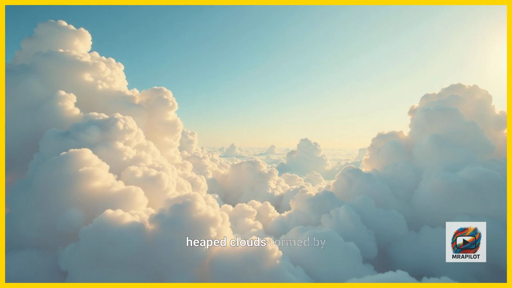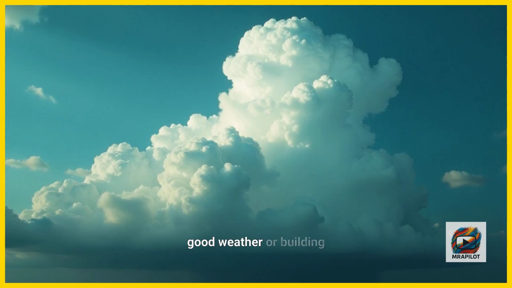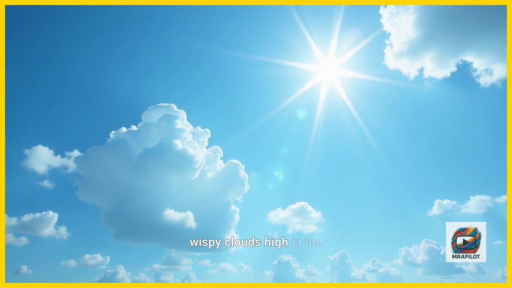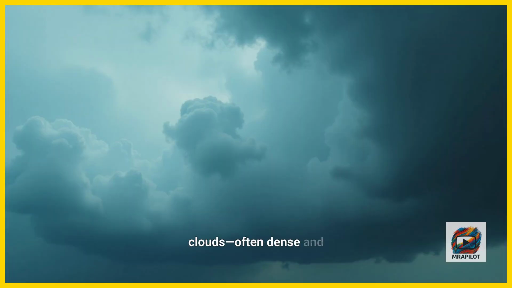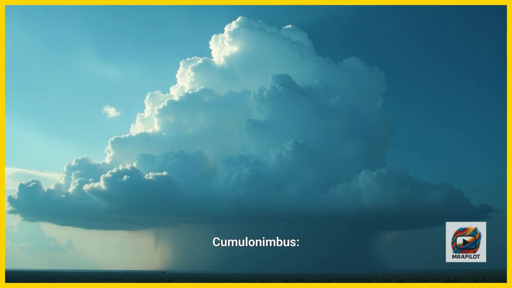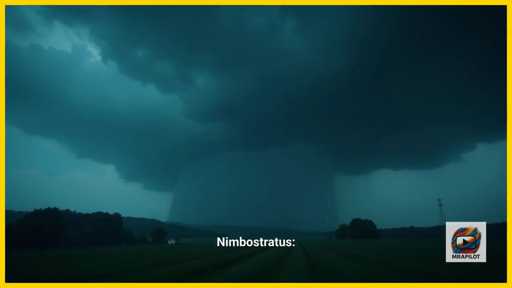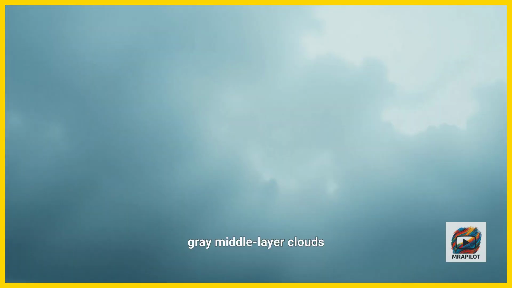Cumulus, puffy, heaped clouds formed by convection, associated with good weather or building thunderstorms. Stratus, flat, layered clouds, often bring fog, drizzle, or low ceilings. Cirrus, thin, wispy clouds high in the sky made of ice crystals. Nimbus, rain-bearing clouds, often dense and grey. These can combine into names like cumulonimbus, towering thunderstorm clouds. Stratocumulus, low, lumpy layers. Nimbostratus, widespread rain producers. Altostratus, grey middle layer clouds.